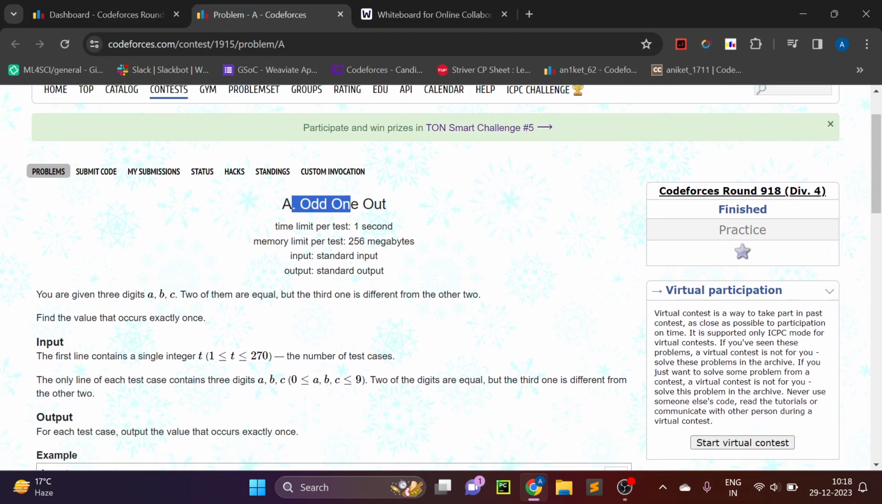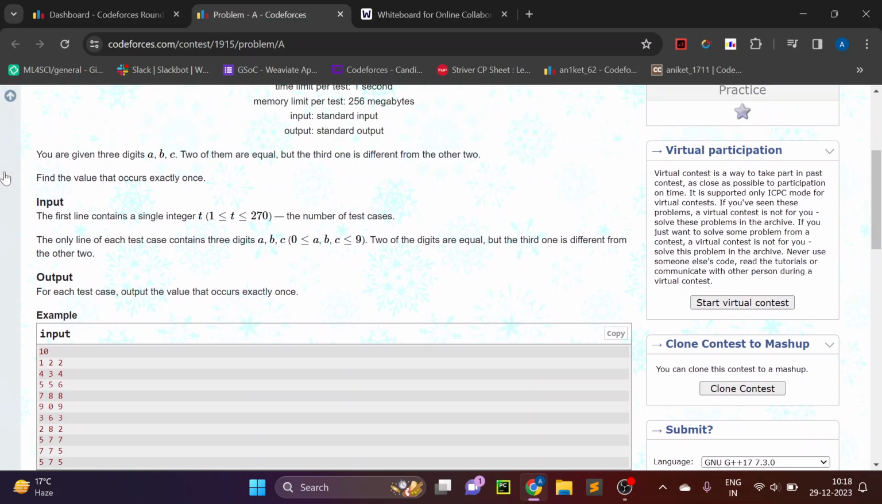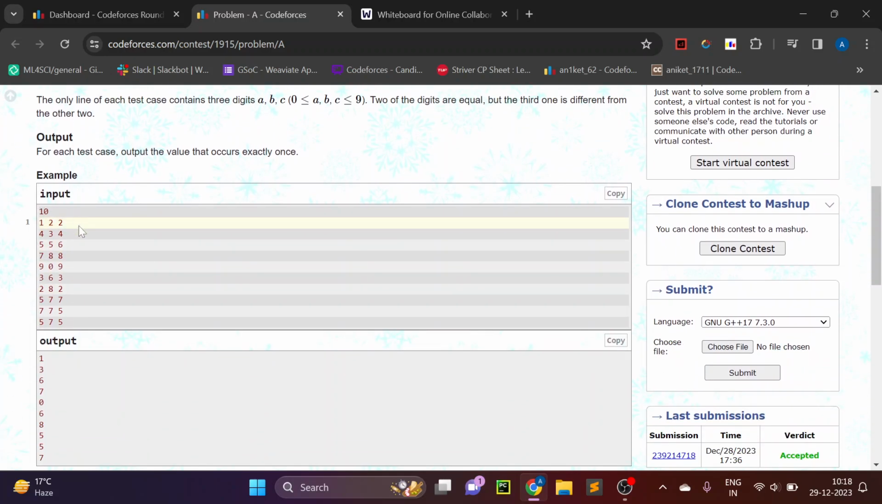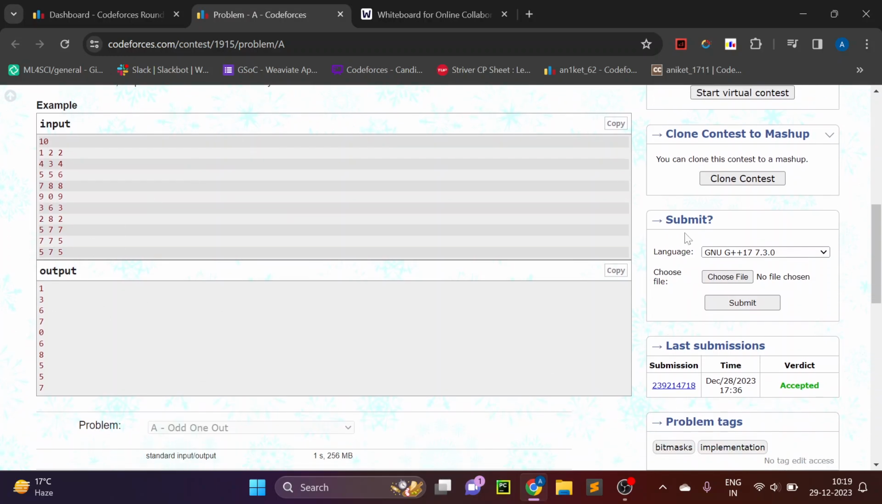The first problem is named Odd One Out, and in this question we are given three digits A, B, C, and two of them are equal but the third one is different from the other two, and we have to find the digit which occurs exactly once. For example, in the first we are given 1 2 2. 2 occurs twice whereas 1 occurs once only, so the answer is 1. In the second test case, 4 3 4, 4 occurs twice and 3 occurs only once, so the output of this test case is 3. So let's see its solution.